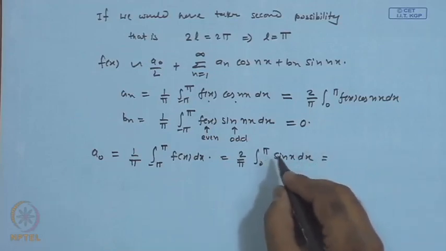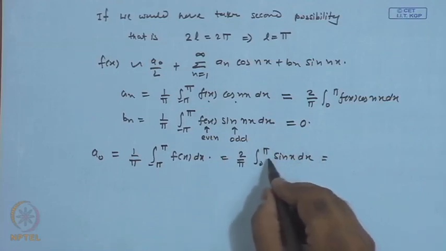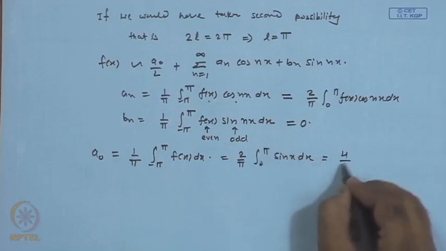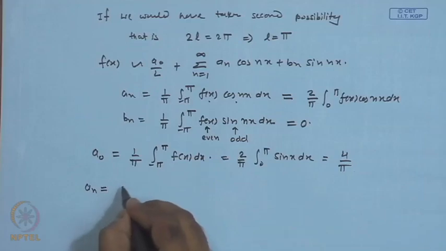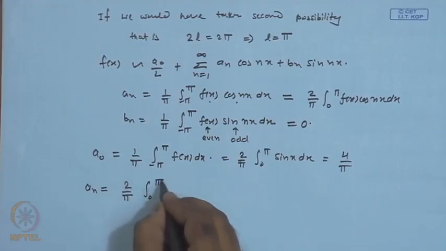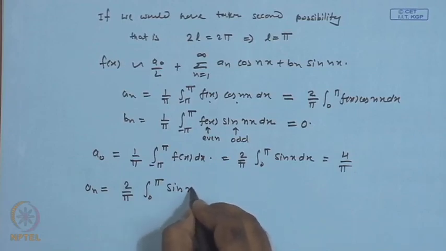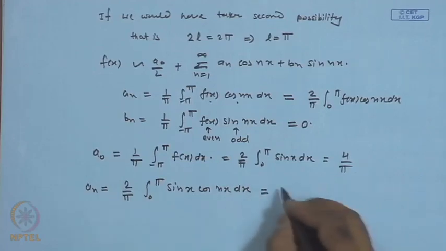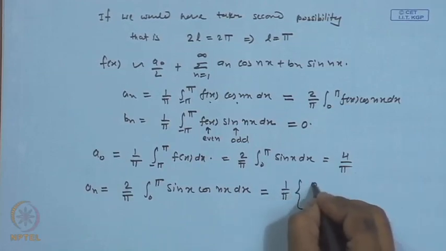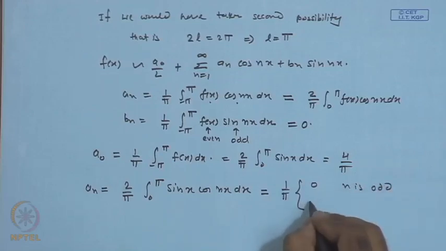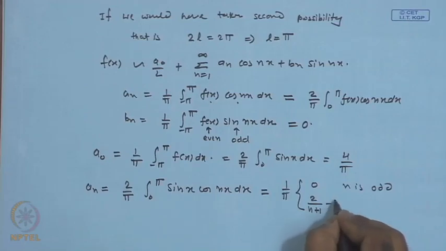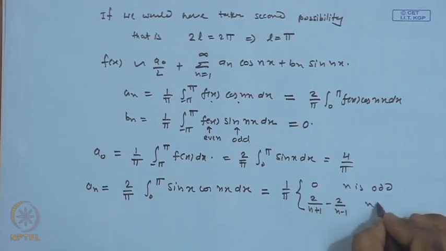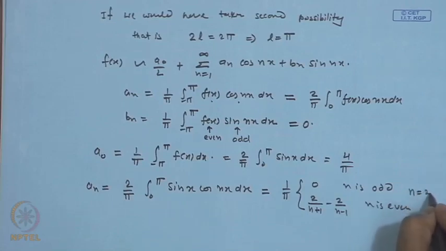So this cos x, and then we have this value cos pi minus, and with the minus sign we will get again the 2 out of this integral. So we will get 4 over pi, and then a n is 2 over pi, 0 to pi, sin x cos n x dx, which we can integrate. I am writing directly these values, and these values will come for n = 2, 3 and so on. It will be 1 over pi times 0 if n is odd, and this will come 2 over n plus 1 minus 2 over n minus 1 when n is even, and this is true for n = 2, 3 and so on.